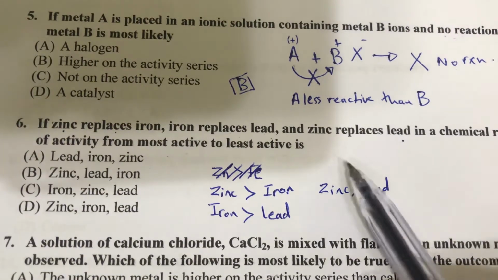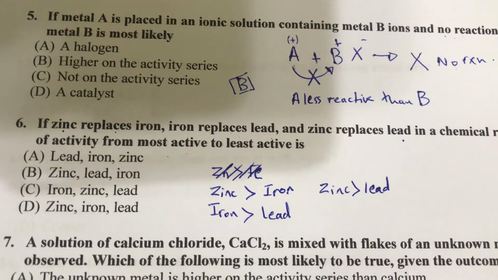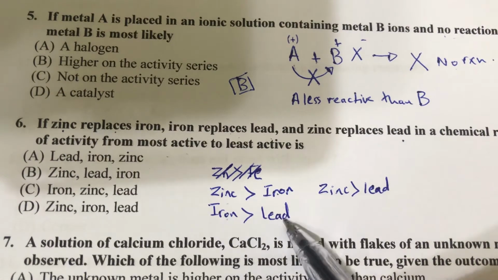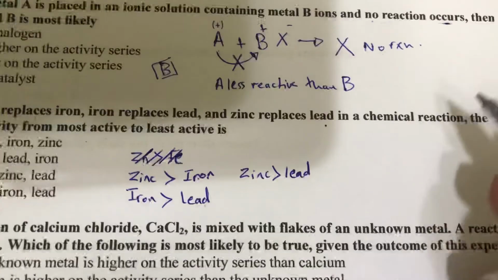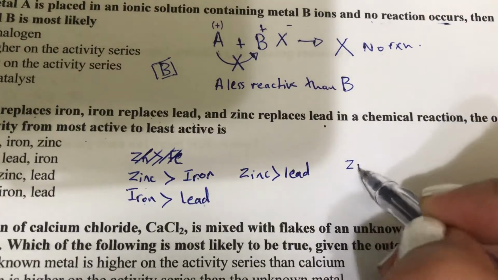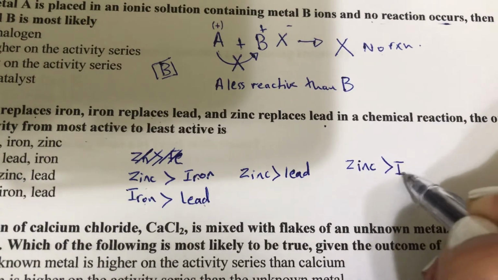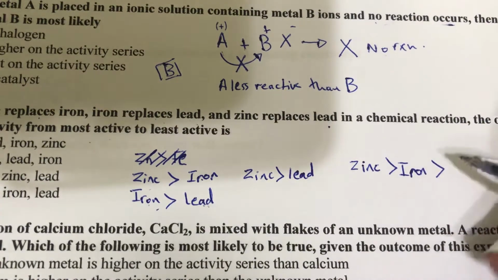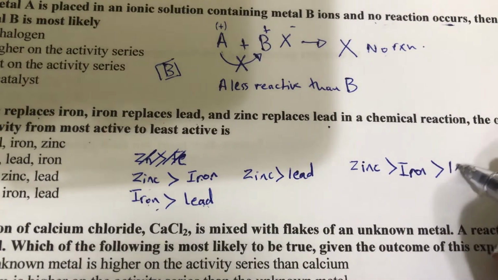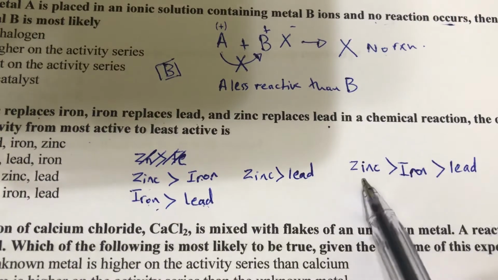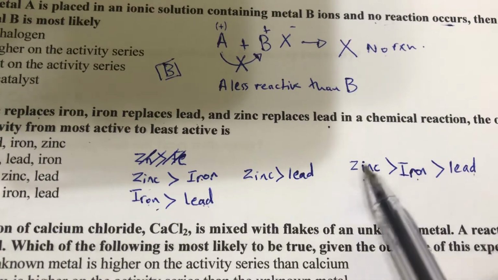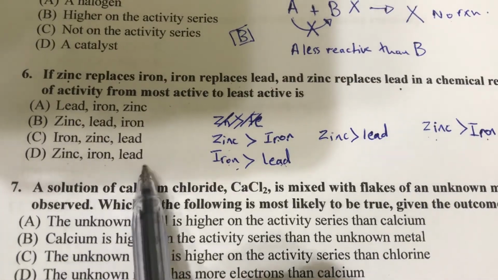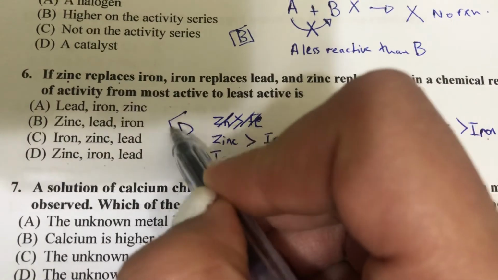So you can order these elements according to reactivity. Zinc is more reactive than iron, and iron is more reactive than lead. So the most reactive element is zinc, then iron, and iron is more reactive than lead. So zinc, iron, lead, from the most reactive to the least reactive. So the correct answer is D.